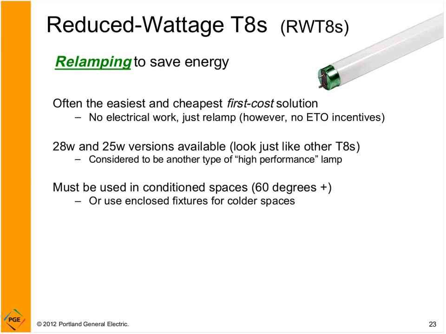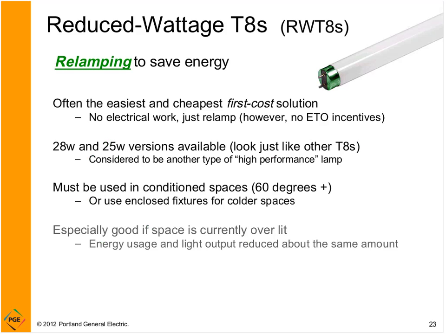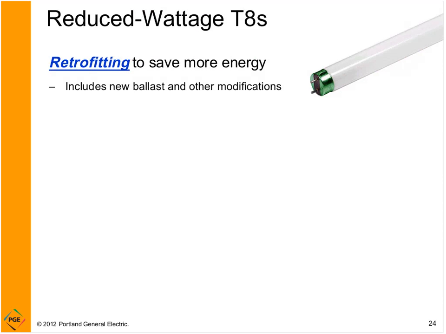But keep in mind that you have to use these in conditioned spaces or enclosed fixtures. So this is an especially good strategy if the space is currently overlit. But retrofitting using reduced wattage T8s is going to be a much better option. This is going to include a new ballast and other modifications.